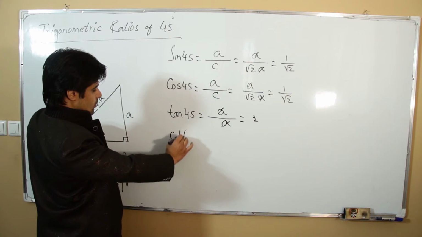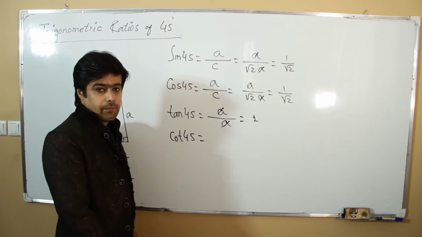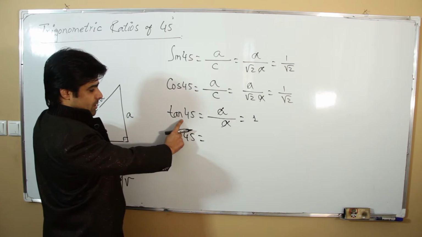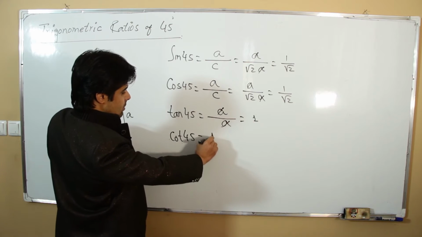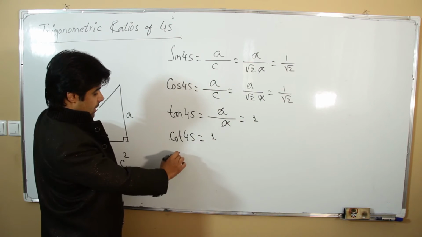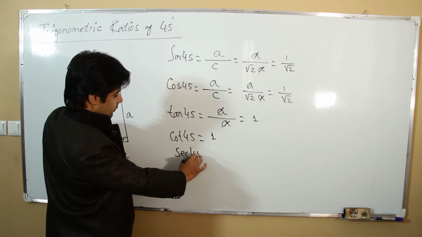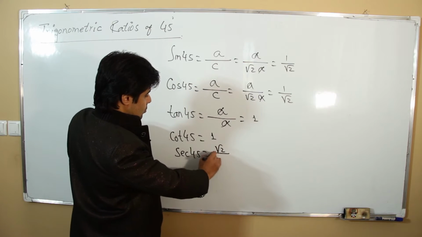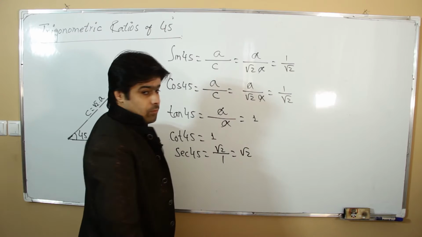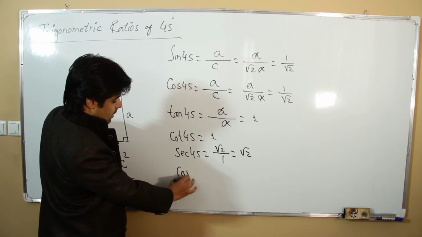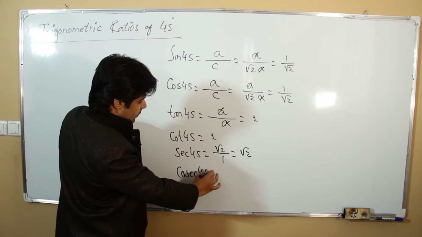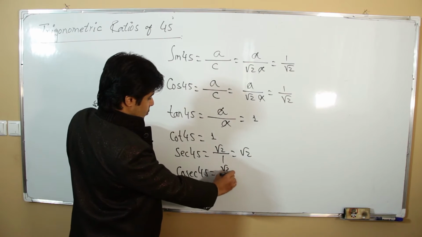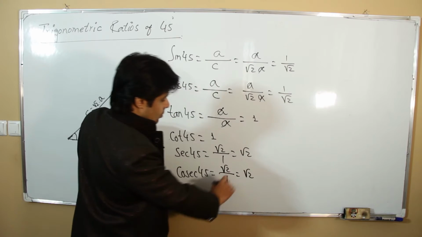Cotangent of 45. This one is the reciprocal of the tangent. What is the reciprocal of 1? It is 1. And secant of 45. It is the reciprocal of the cosine. I mean root 2 by 1, which is root 2. And cosec of 45. It is the reciprocal of sine. So root 2 by 1, which is root 2.